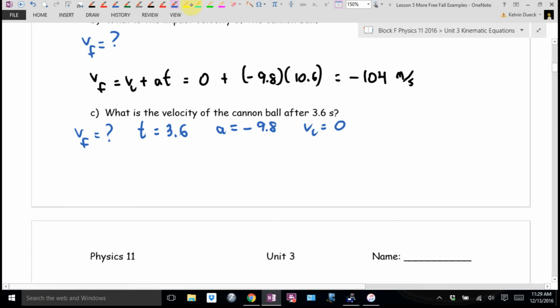Which equation could I use to find VF if I know VI and if I know A and if I know T? What would be a good equation to use? Oh, you are so clever. Thank you. By the way, as it's falling, what direction is it traveling? Am I expecting a negative or a positive velocity here? If I get a negative on my calculator, I'll smile, not freak. Yes? 0 plus negative 9.8 times 3.6.